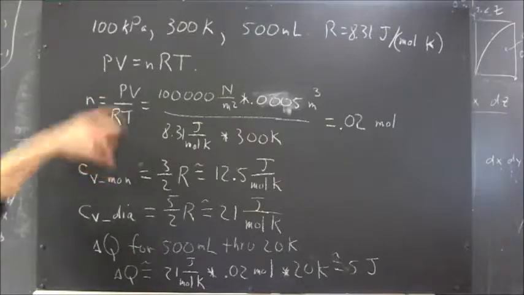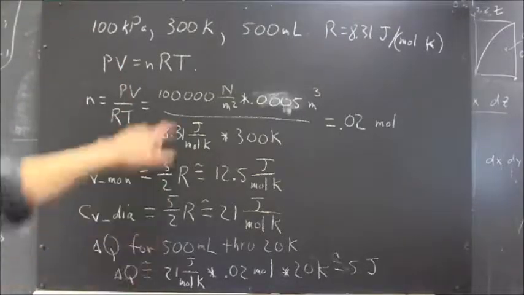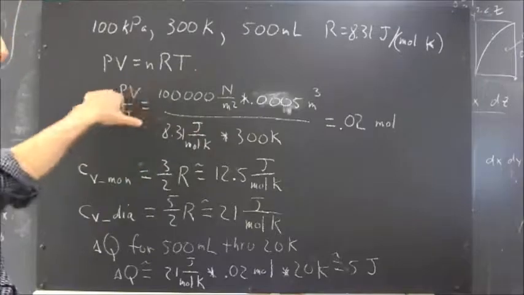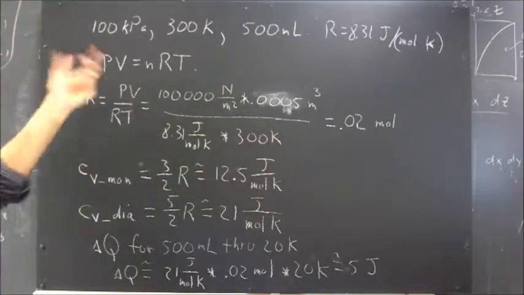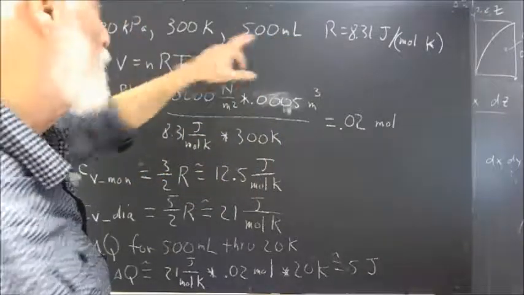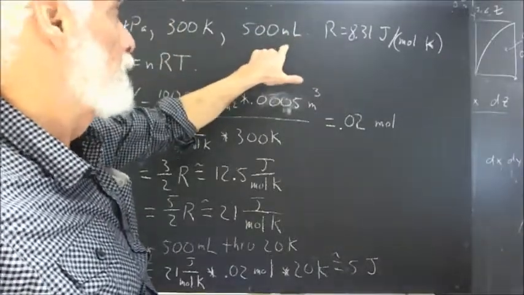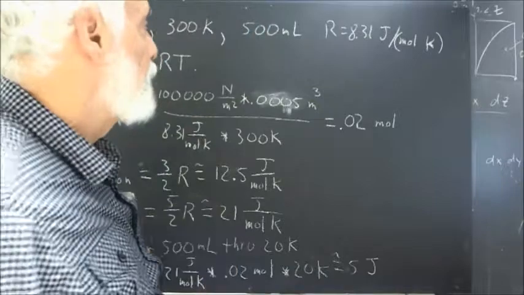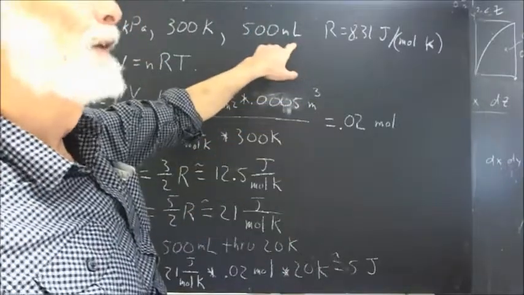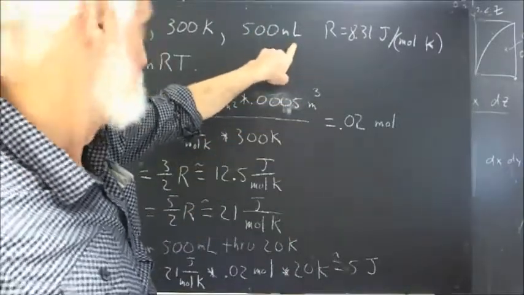N is just PV over RT, that's obvious. We've got 100,000 newtons per square meter for the pressure, and the volume. Now, the volume is 500 milliliters. In advance, I know that 500 milliliters is half a liter. Now, why do I want to go to liters? Well, because a liter is 1,000th of a cubic meter.